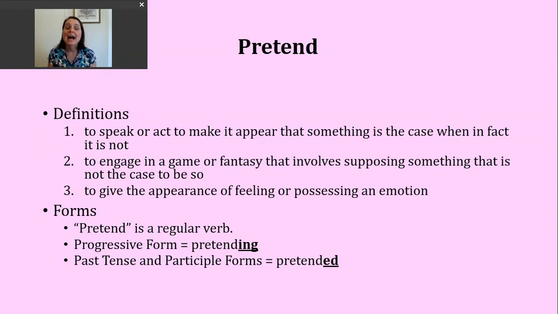You should know that pretend is a regular verb. To make the progressive tense, all you need to do is add ing to form pretending. To make the past tense and participle forms of this verb, you need to add an ed. The base verb, pretend, ends with a D sound. So our past tense ending is going to make an id sound. We're going to add an extra syllable to this past tense and participle form. It'll sound like this: pretended, pretended.